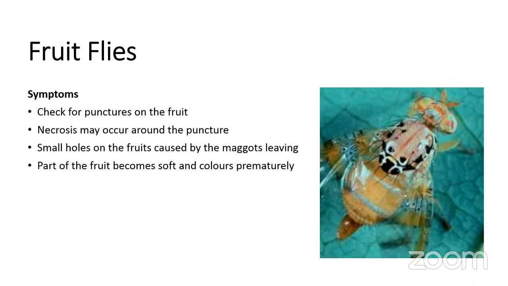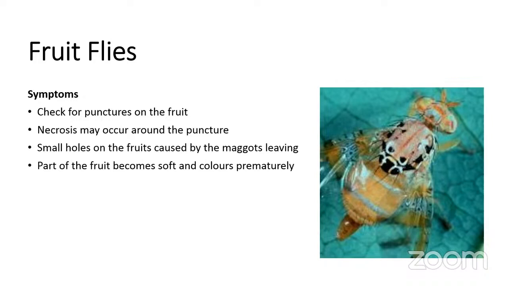The second one is necrosis around the puncture. You will see the cells on the puncture will start dying off. And this dying off will result in the change of color at the point where the puncture is. It will become whitish or it will become yellow. So the patch where the puncture is will start dying off. The tissue will die.